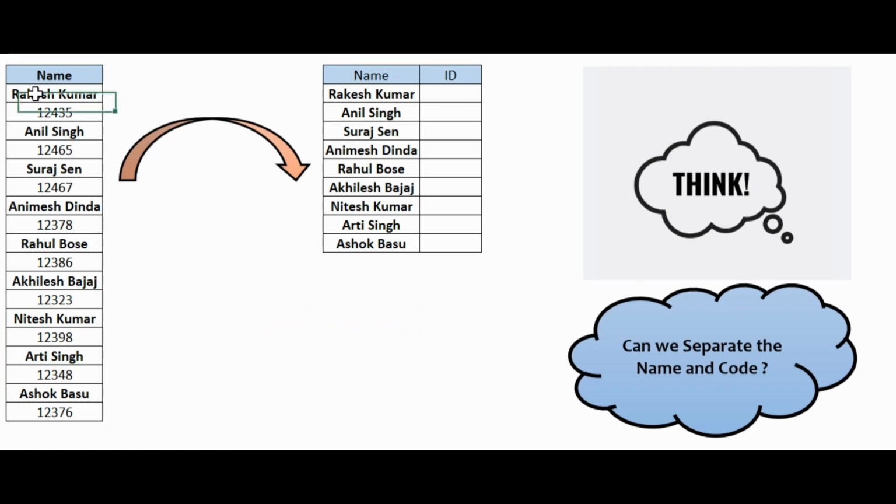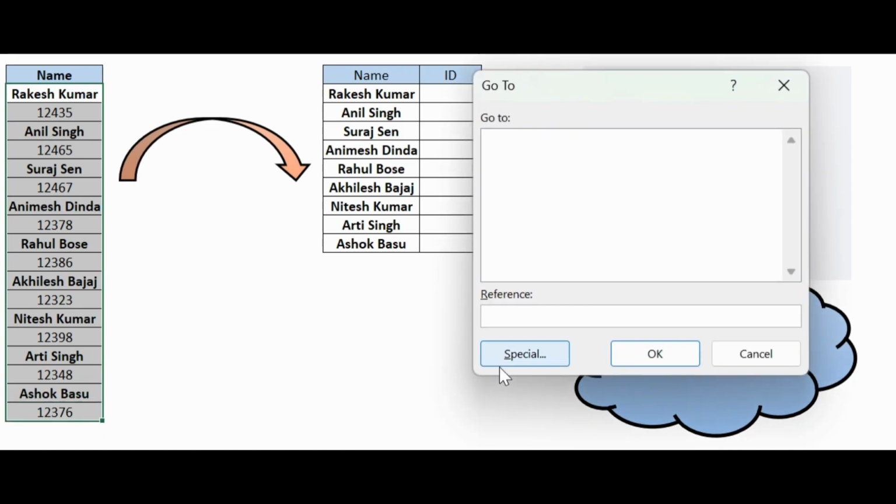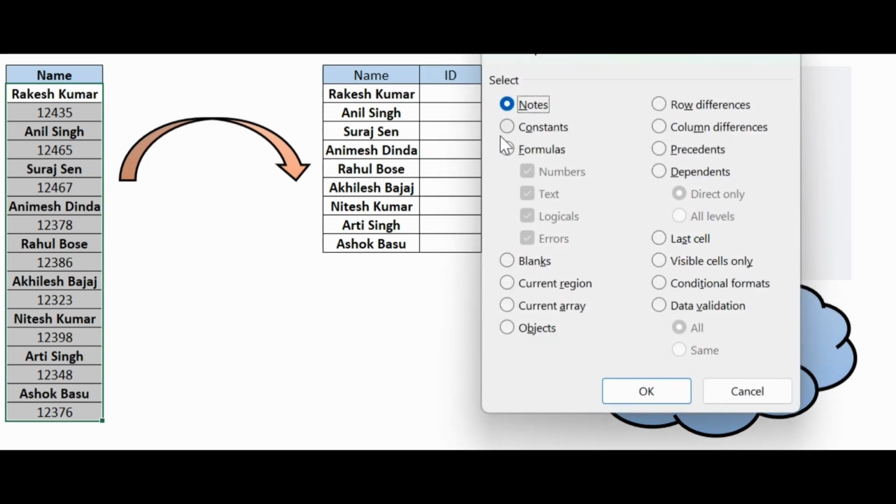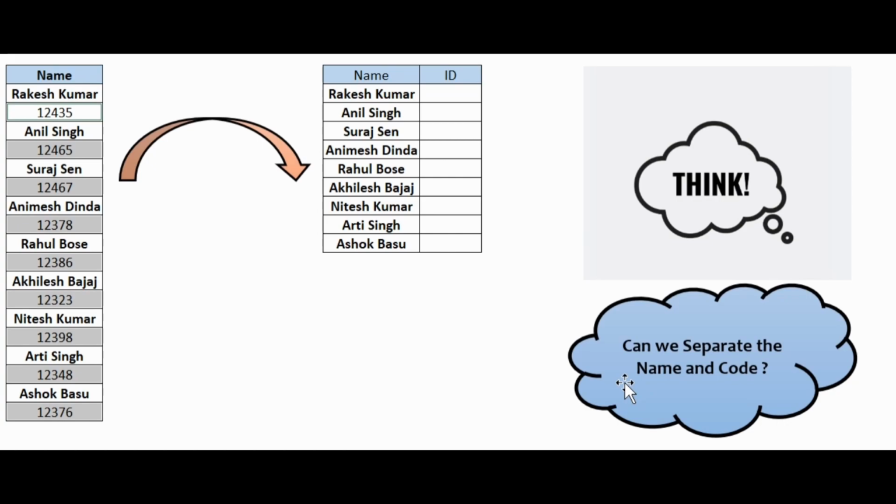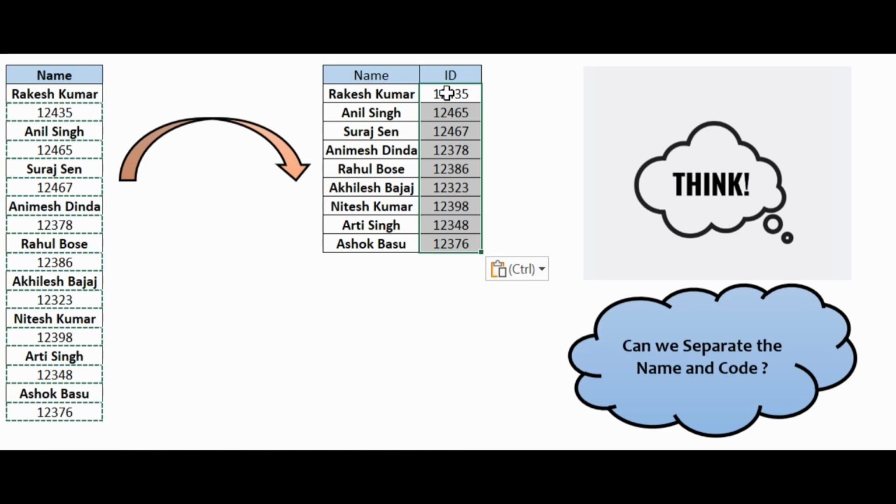Now again we need to select the cell range, press Ctrl+G, go to Special, and after that select Constants and check the box Numbers. Now click on OK, and we can see only the cells which contain numbers are selected. Now press Ctrl+C, that is copy, and paste with Ctrl+V. Now we can see we can easily separate the data from the database by copy and paste.